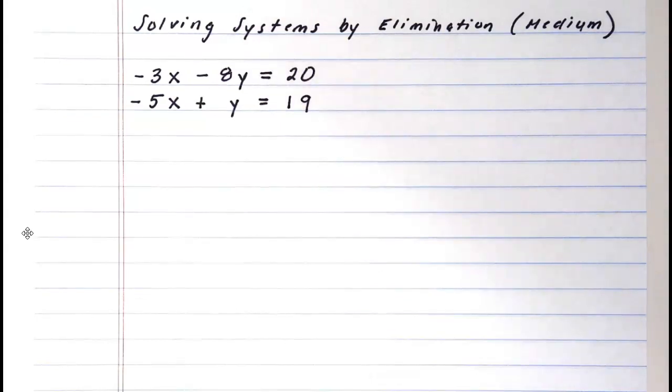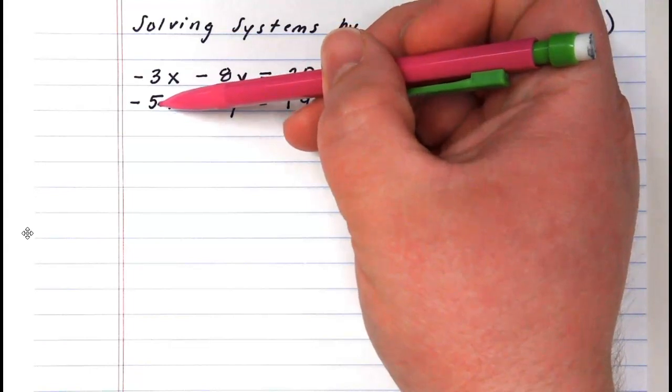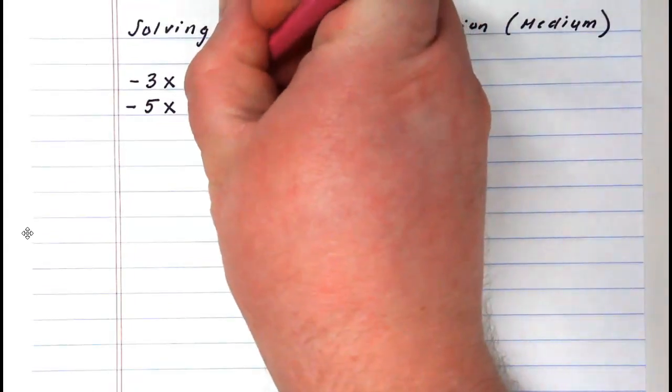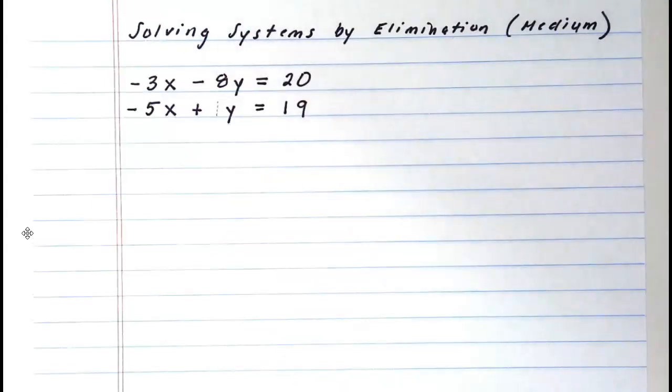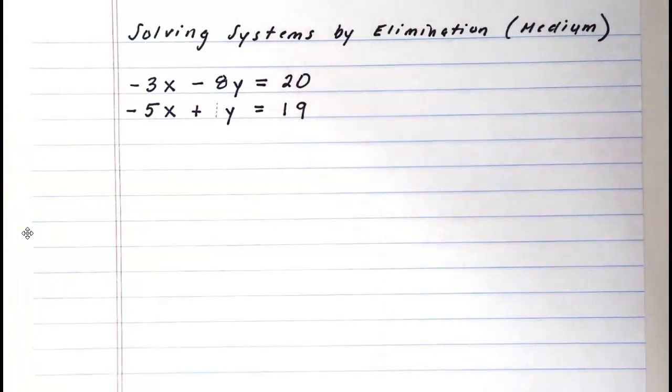So remember, the goal of elimination is that if we add the two equations together, we get a variable to be eliminated. Well, we need opposite coefficients to do that. So negative 3 and negative 5 are not opposite numbers. And negative 8, and down here we have an invisible 1. Those are not opposite numbers. So what we're going to do is manipulate one of these equations so that one of the coefficients is the opposite of one of them in the top.